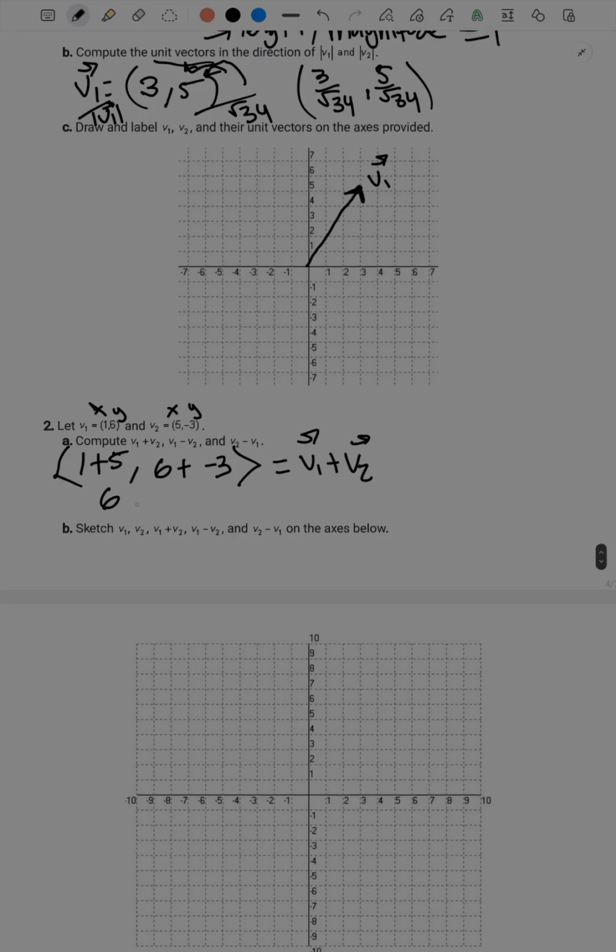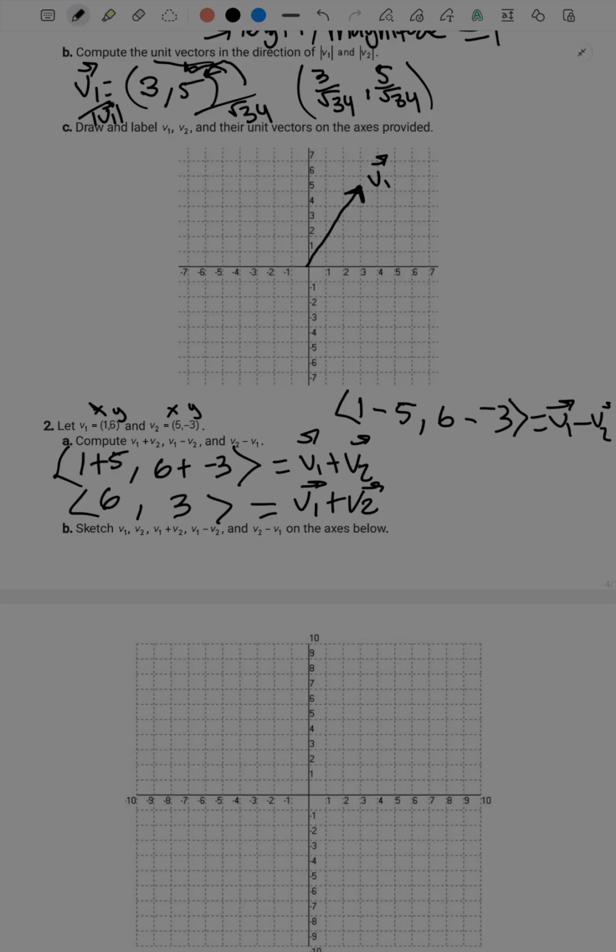We could simplify this a little bit. And then subtracting vectors is the exact same thing. I'll do the next one here. So we're going to do v1 minus v2. So we're going to have 1 minus 5, and we're going to have 6 minus negative 3. And this here is going to be v1 minus v2. So we're going to have negative 4 and 9 as our new vector.